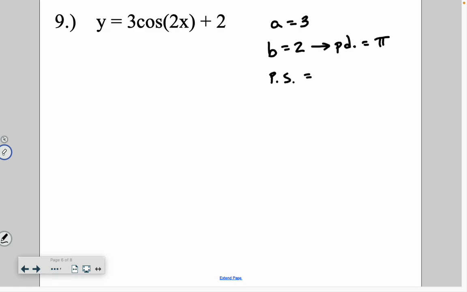Or again, remember, if you just take what's in parentheses and basically solve for x, that gives you the phase shift. So in this case, we do not have any phase shift. We're not moving this left or right at all. Okay? Last part then, vertical shift. Do I have a vertical shift on this one? Yep, what is it? We're going up 2. We're going to take the entire graph and move it up 2.